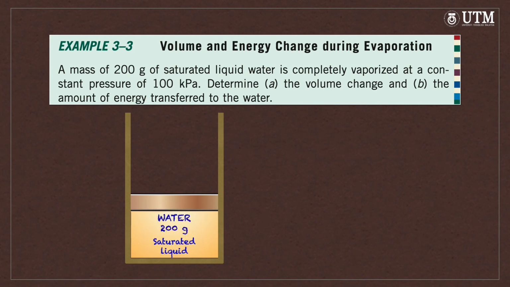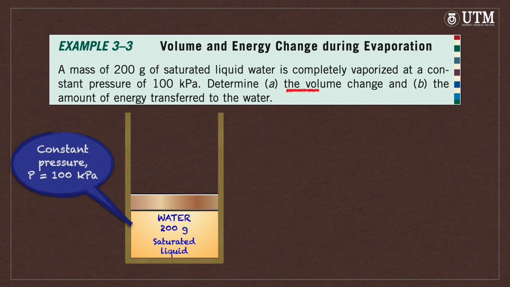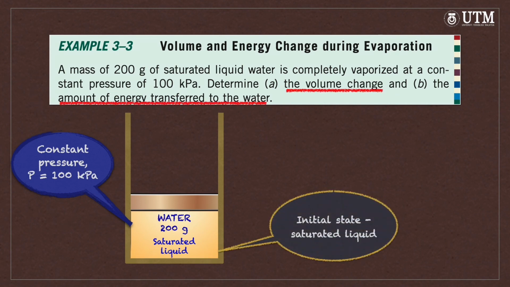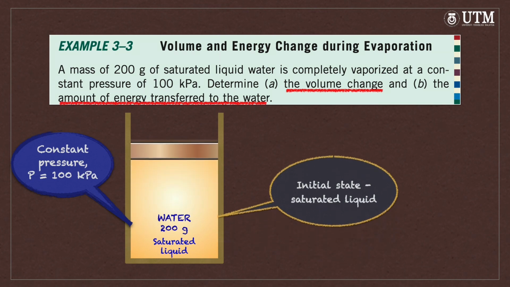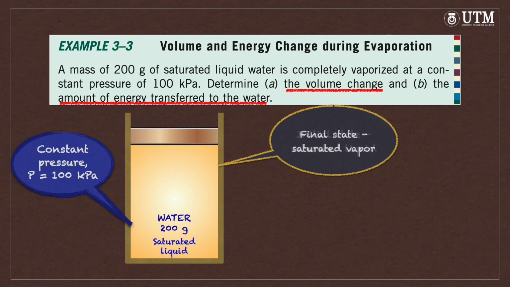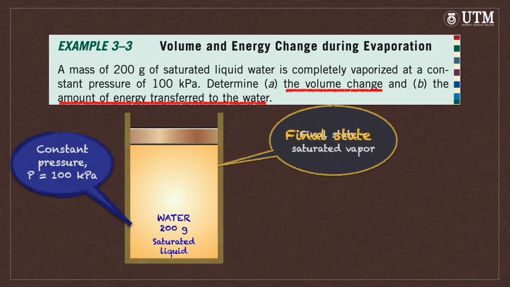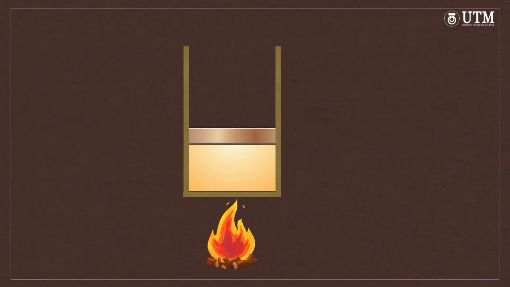The example involves a piston cylinder device containing 200 grams of saturated liquid water. The saturated liquid water is vaporized at constant pressure. The piston cylinder system undergoes a constant pressure process where the initial state is in the saturated liquid phase and the final state is in the saturated vapor phase. The volume change and the energy transferred is to be determined.